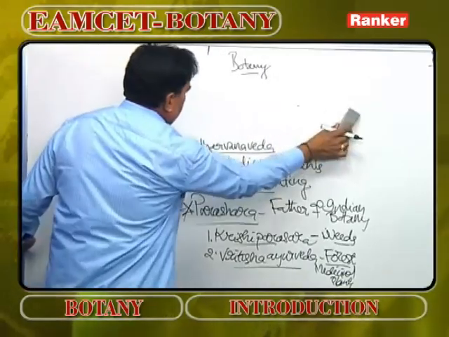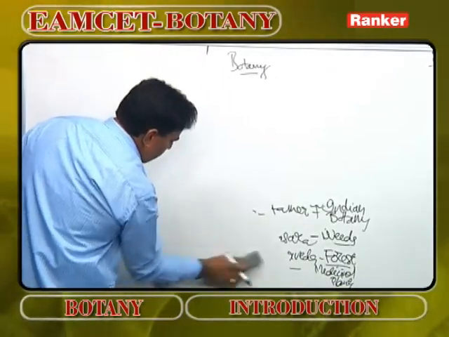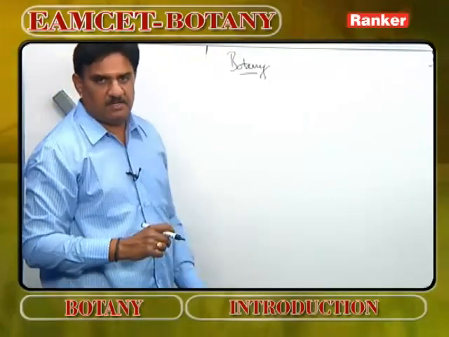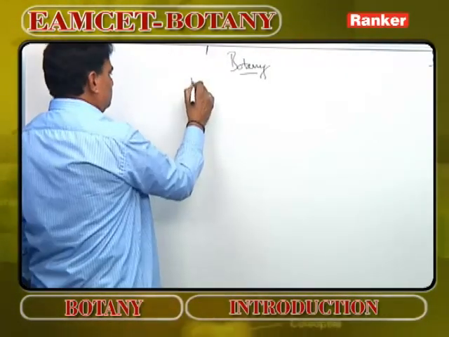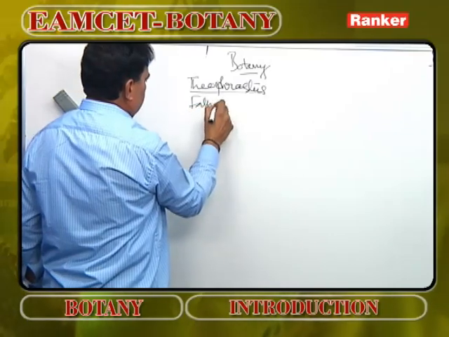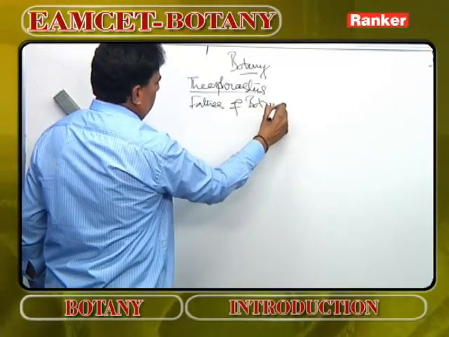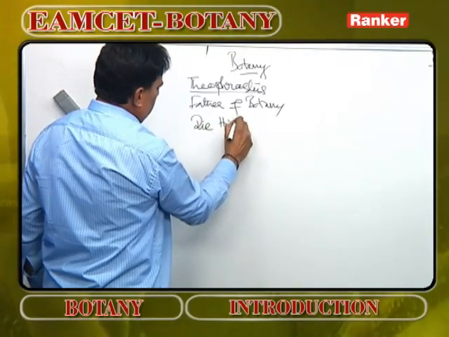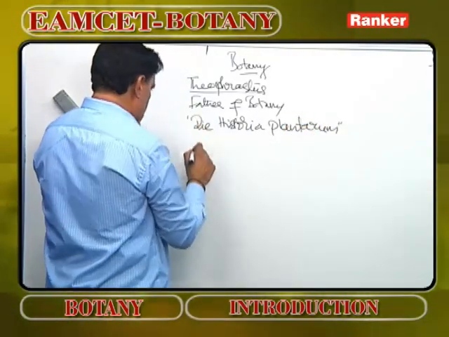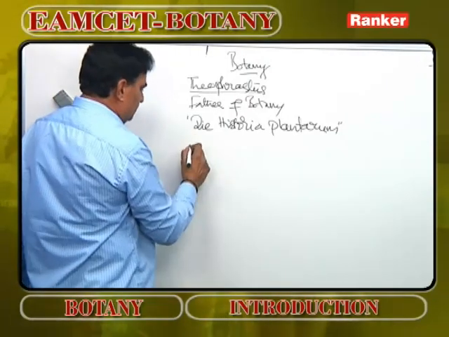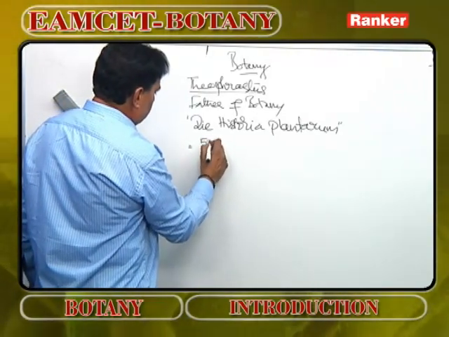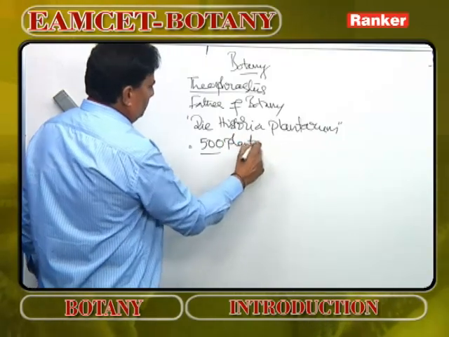Like this, science started progressing. Greek philosophers like Aristotle, Plato, Theophrastus, and many other people made botany into a separate science. Particularly Theophrastus was very popularly regarded as the father of botany. He wrote a book called De Historia Plantarum. This is the book written by Theophrastus, father of botany. Father of Indian botany, Parashara. Father of botany, Theophrastus. This book deals with the external and internal characters of around 500 plants.